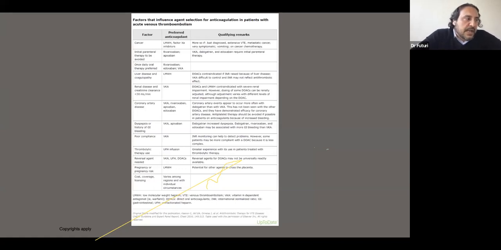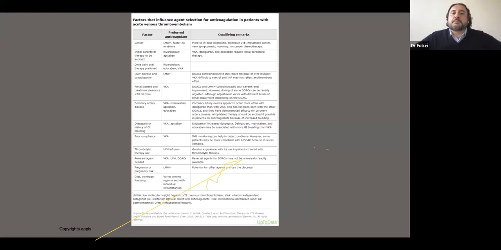Again, patients with underlying cancer, patients who have underlying history of GI bleeding, you must be careful what you're using. Poor compliance. Say a patient just doesn't like to take their medication. I like to use Coumadin because I can measure their levels. And by measuring, I can tell them, hey, you know what, you're not therapeutic. That tells me you're probably not taking the medication.